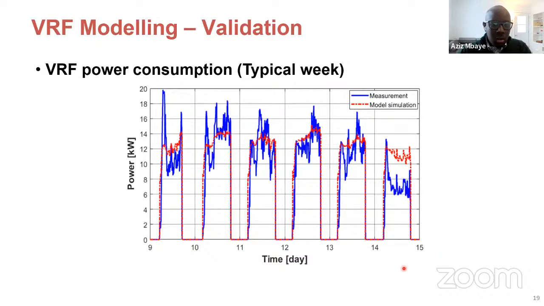The results also show that the model is able to capture the demand peaks, even though we have some gap. But the power variation of our model is smoother than the one that is measured inside the building.